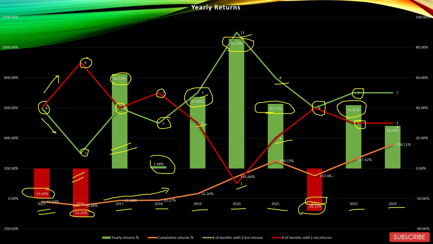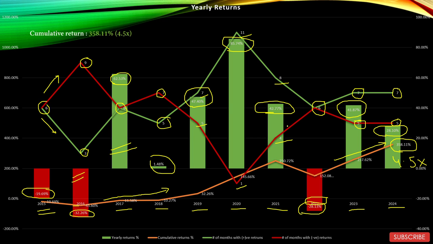In 2024, again a good year for this sector. The sector managed to give returns of 28.10% with 7 months giving positive returns and 5 months giving negative returns. To see the cumulative returns, let's follow this orange line. So this orange line shows an uptrend of sorts for the last couple of years, and for the last 10 years the cumulative returns are 358.11%, which is around 4.5x in the last 10 years.